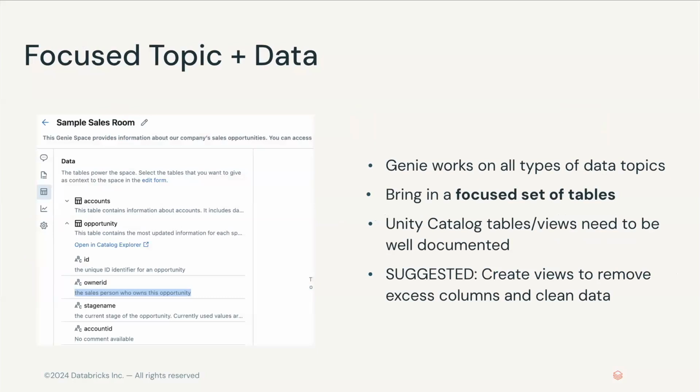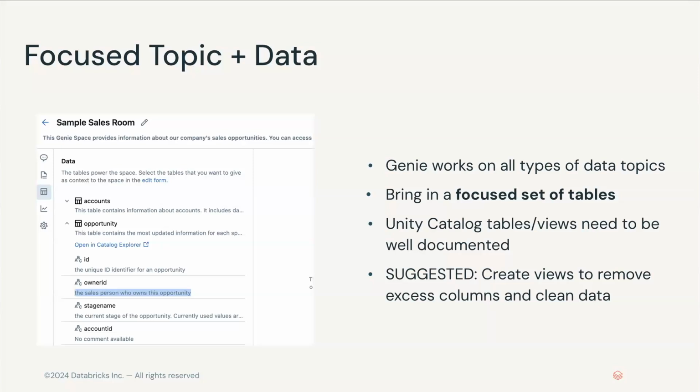You want to have a focused set of tables that are solving a specific business problem in one Genie space or room. So you could even create views to remove some of the excess. If you've got a super wide table, is it important for it to be able to make visualizations on all of those other columns? Not necessarily, right? Or do you need those insights in that context?